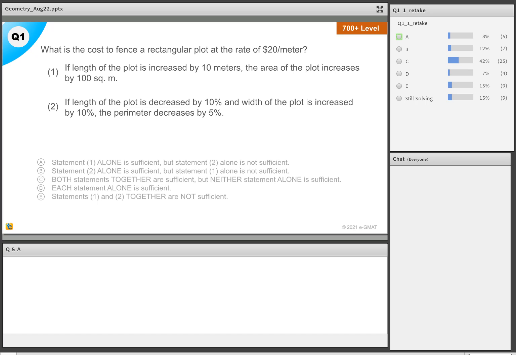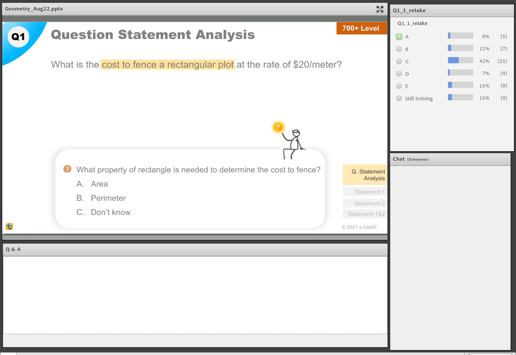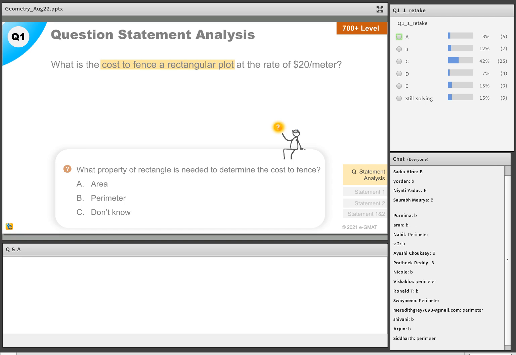Now, this question is very, very similar to what we solved in the last question. We are to find the cost to fence a rectangular plot. Now, tell me, everyone, and you can use the chat pod that I've put in the right hand side. If we were to find the cost to fence, what are we calculating here? The area or the perimeter? Fencing means perimeter, right? Absolutely correct. Very well done. Yes. So we are talking about the perimeter over here.